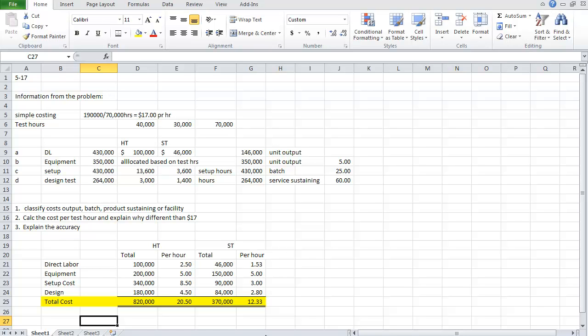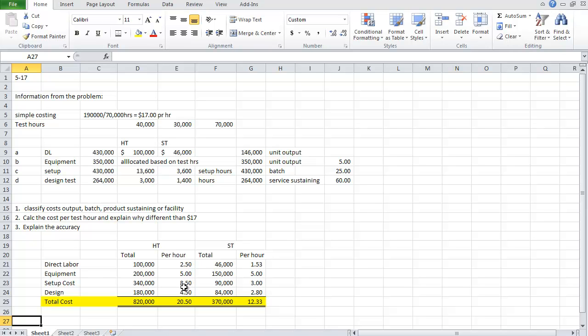So the simple cost system assumes that the testing costs per hour are the same for heat testing and stress testing. So therefore, when we break it down in a little bit better approach, we learned that that is truly not the case, that the heat testing is more expensive and therefore those customers should be charged at a higher rate than we would have if we just did the simple costing of 17.